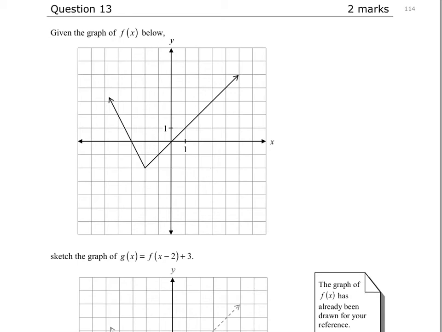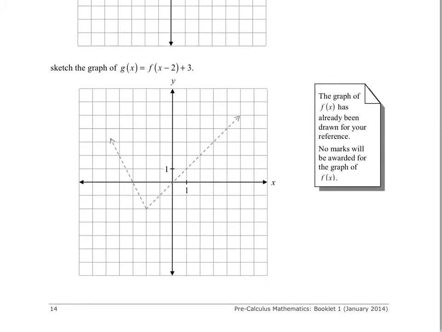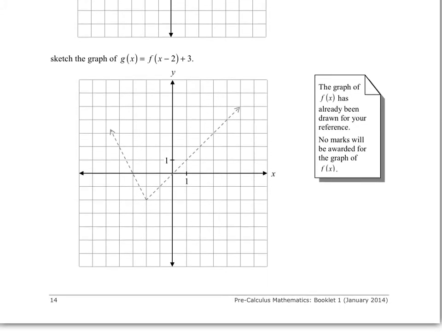Question 13. Given the graph of f of x below, sketch the graph of g of x, which equals f of x minus 2 plus 3. What I like about this is they give us the original graph, but let's describe each transformation.